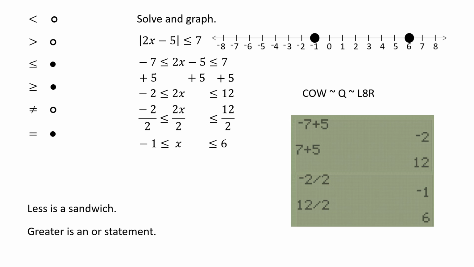Because equal is part of the solution, I need closed dots. And we need to shade in between them. Because remember, less becomes a sandwich. Right? It has to be sandwiched between those 2 points.